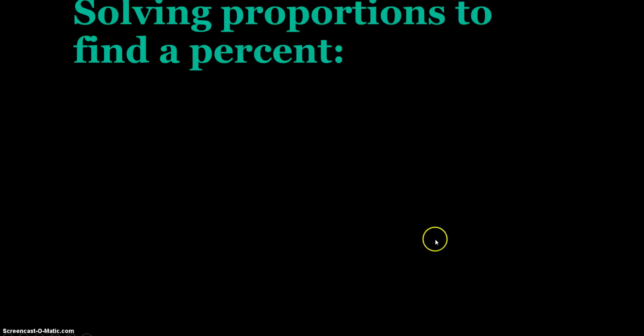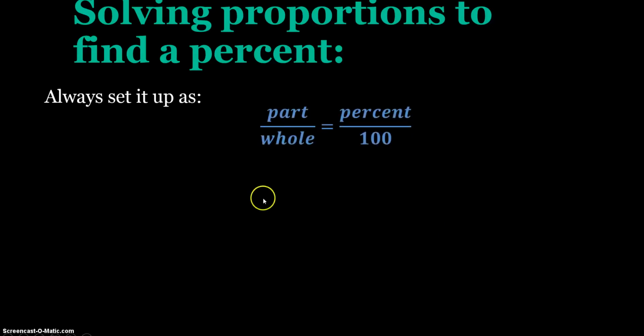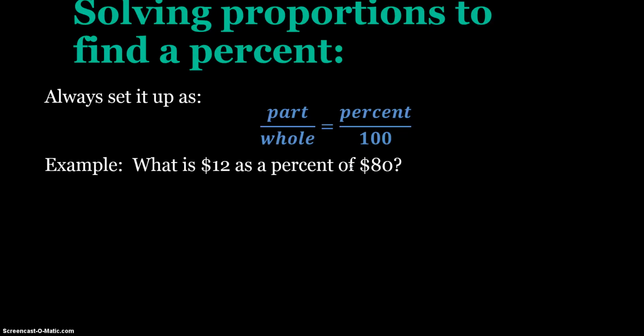Now, solving proportions to find a percent is always this setup. It's part over whole is equal to percent over 100. So, what is $12 as a percent of $80? So I want part over whole, so that's the part is 12. Percent, it says what is the percent? So the percent is the unknown, and the 80 is my whole. So 12/80 is equal to what over 100?